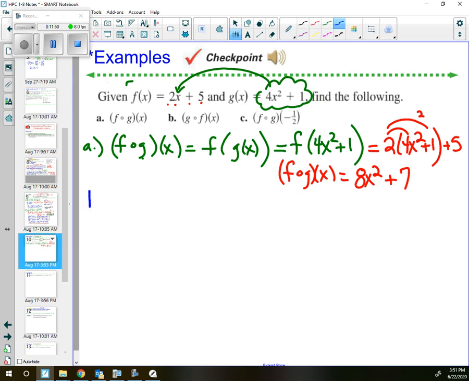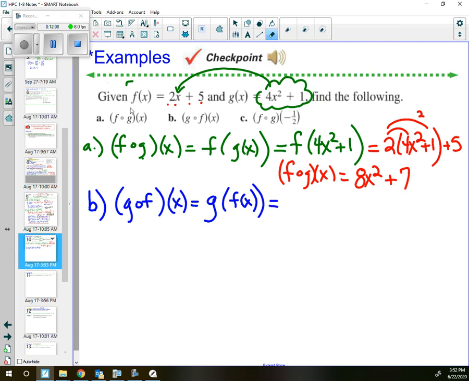Now let's do g composed with f. And again, if you want, pause the video, see if you can successfully figure out what this means and then what it would be, and see if that works out for you. So g of f of x means we're going to take that second function f and we're going to plug it into g.